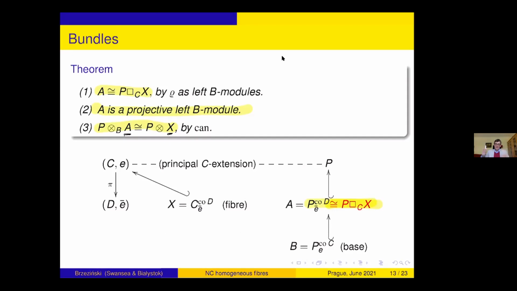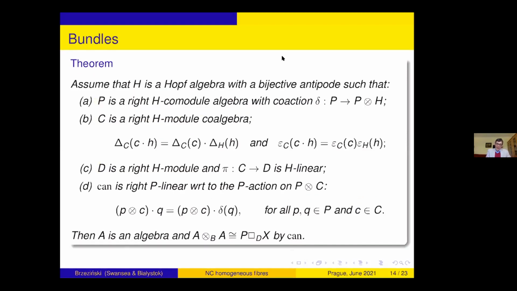So there is this environment of principal bundle. So P, C, E, rho, this is a principal comodule extension. This is still there, but now I require a bit more. So I assume that there is a Hopf algebra with a bijective antipode.